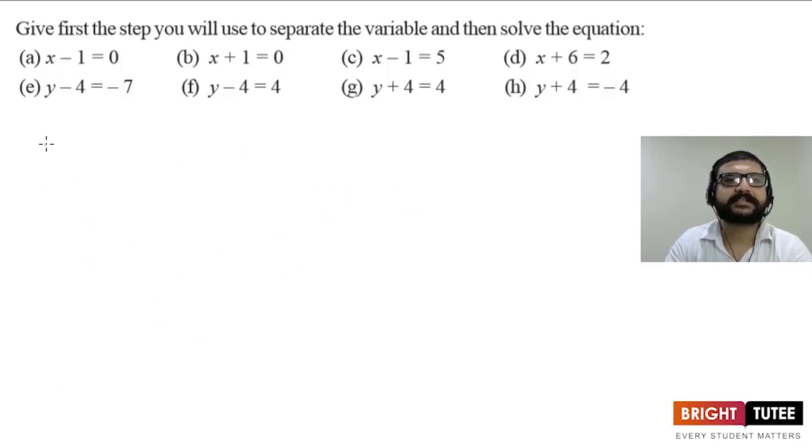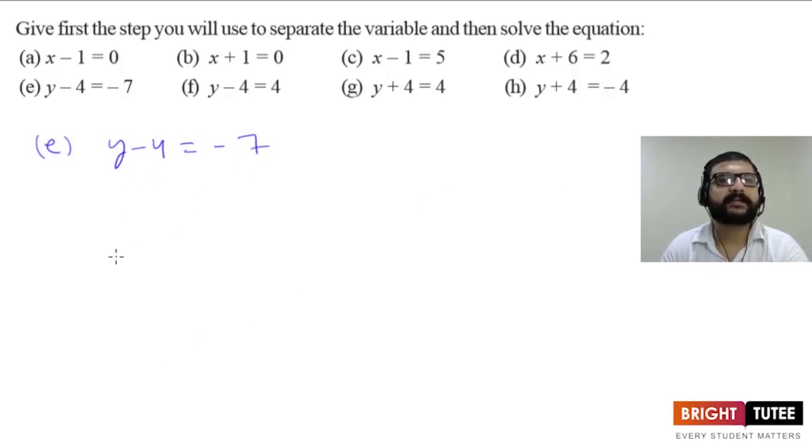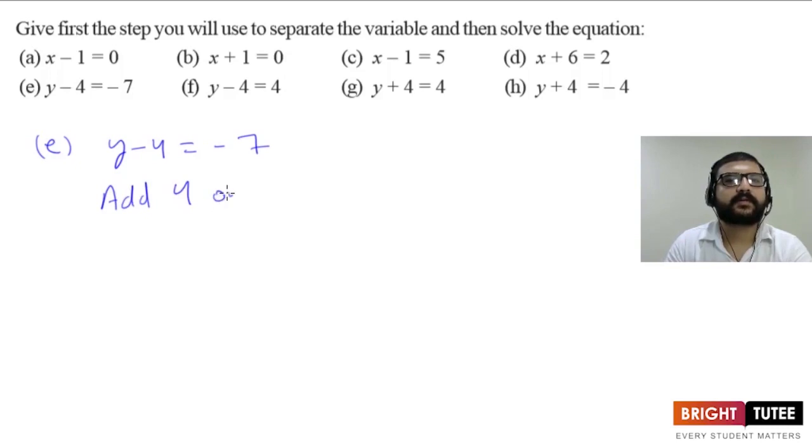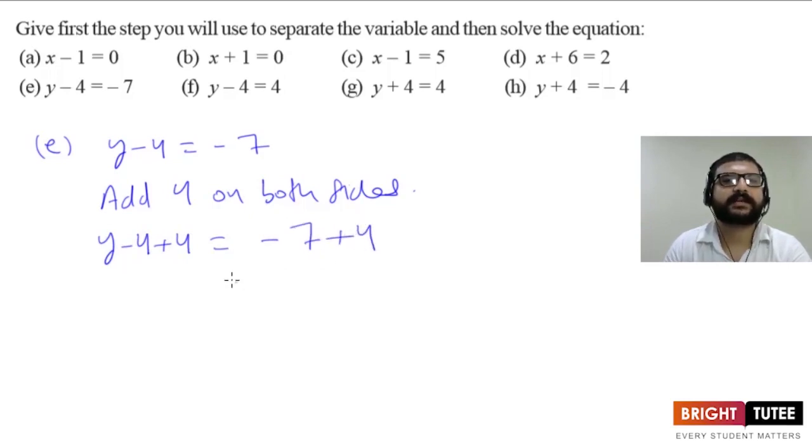Now let's see the fifth equation, equation E, which is y minus 4 is equal to minus 7. Now how can we separate variable here? For that we have to get rid of this minus 4. So we will add 4 on both the sides of equation. So by doing that, we will get y minus 4 plus 4 is equal to minus 7 plus 4.